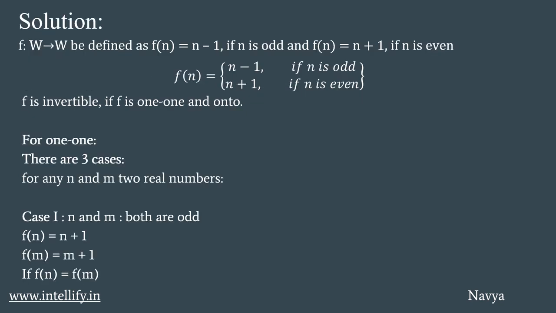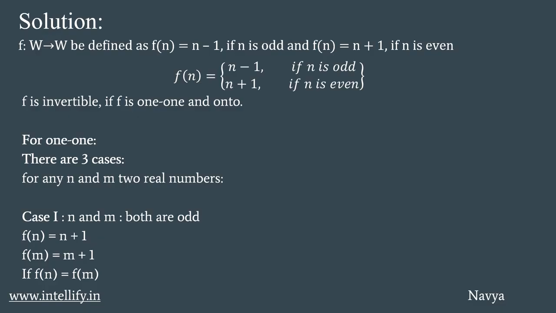So the solution is f defined from W to W as f(n) = n - 1 if n is odd and f(n) = n + 1 if n is even. So f is invertible if f is 1-1 and onto. So for 1-1 there are three cases. For any n and m, two real numbers, let's say.